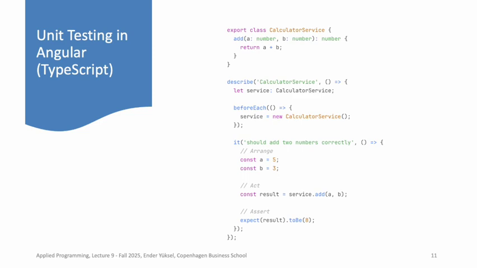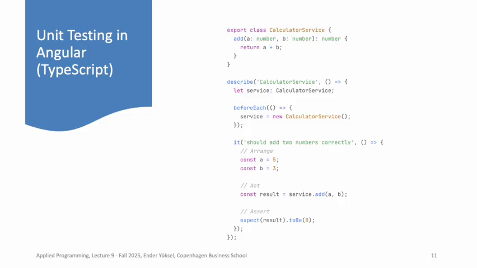From a practical standpoint, when would you use this in your Angular application? Let's say you're building a shopping cart in Angular. You might have a service that calculates totals, applies coupon codes, or manages cart state. These are all perfect candidates for unit testing. You don't need to render components or make API calls. You're just testing the business logic in your services.